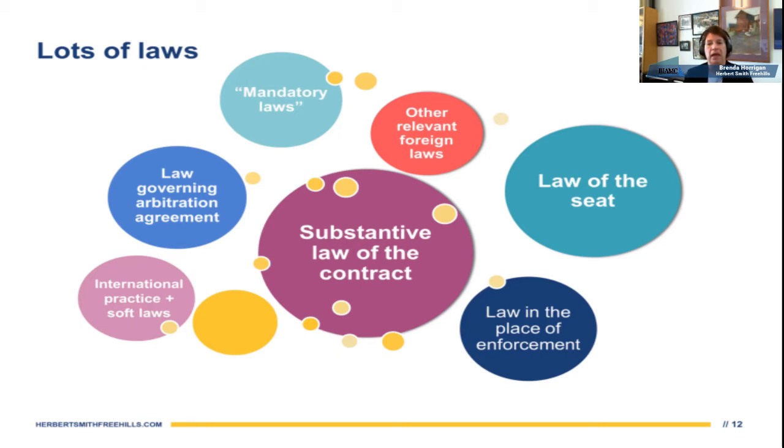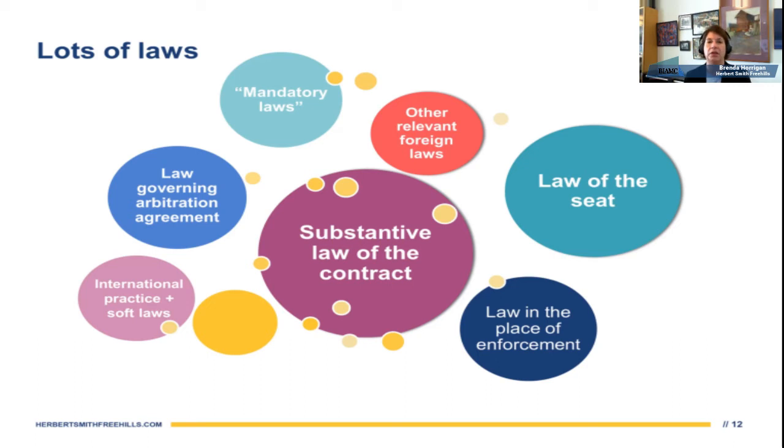There will also be potential mandatory laws. So it may be that in a particular jurisdiction, a company organized in that jurisdiction cannot excuse itself from the application of certain, for example, consumer protection legislation. So you have to be aware of what mandatory laws may exist. There may be other relevant foreign laws, depending on the nature of the transaction and the nature of the parties. There may be international practice and soft law considerations. For example, the CISG may have implications in certain types of contexts.